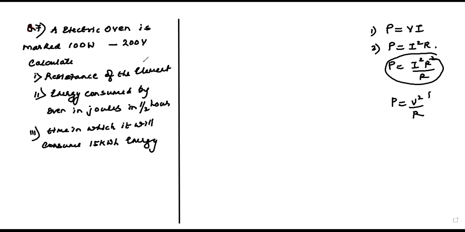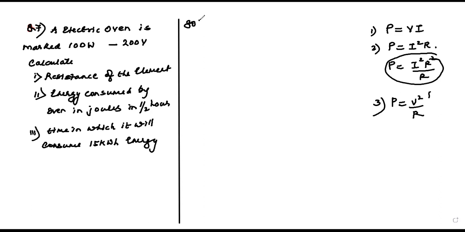Whenever power rating sums come, you have to remember these formulas. P is equal to VI. P is equal to I square R, because V is equal to IR, so in place of V, when I put IR, it will become I square R. And if I multiply by R and divide by R, it will become P is equal to V square upon R. So these are the formulas you should remember. Okay, now we start with this sum.